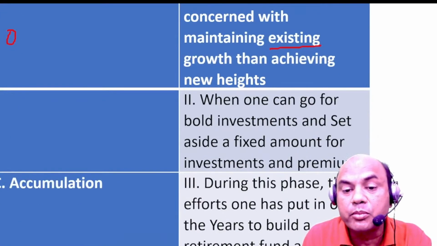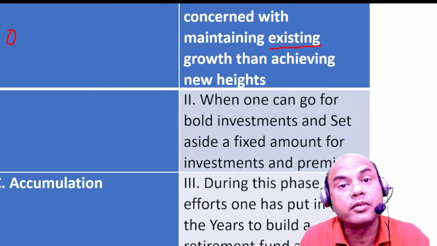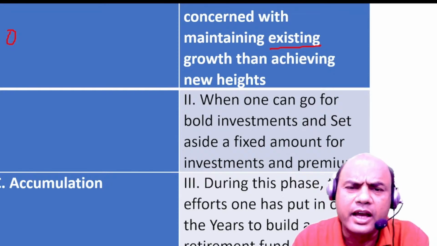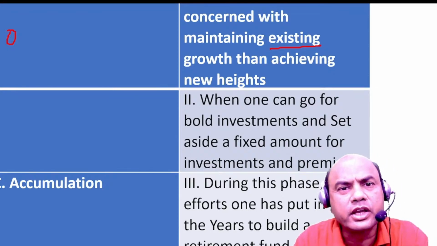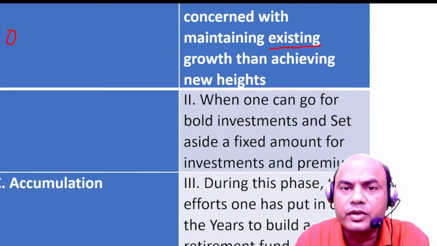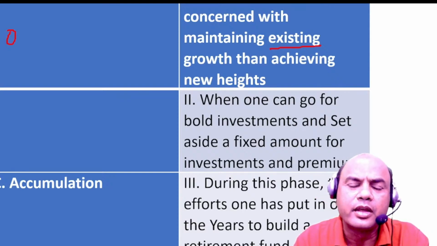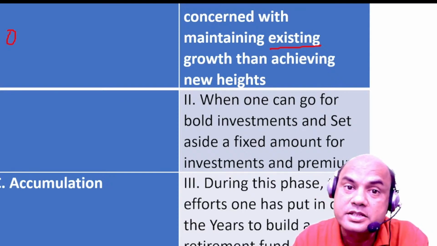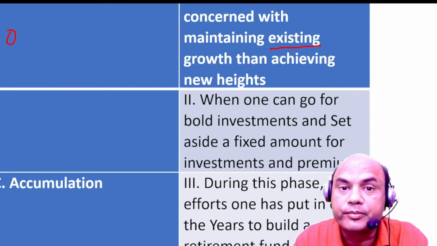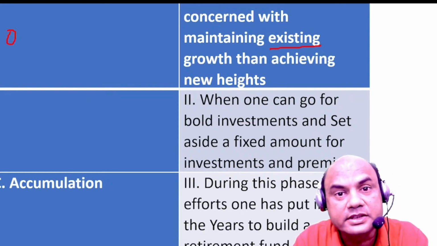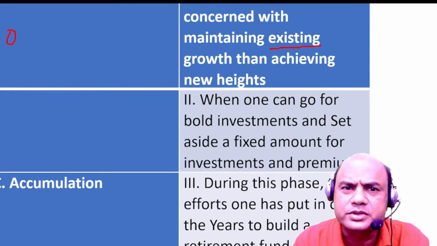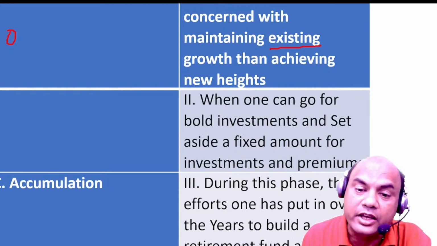When one can go for bold investments, so I can take heavier decisions, meaning I can go for equity mutual funds, stock market investments, or some other investments. Bold, because I am at an early age. I have a lot of life to go. Salary will increase later, everything. I can go for a new house. This is the accumulation phase.